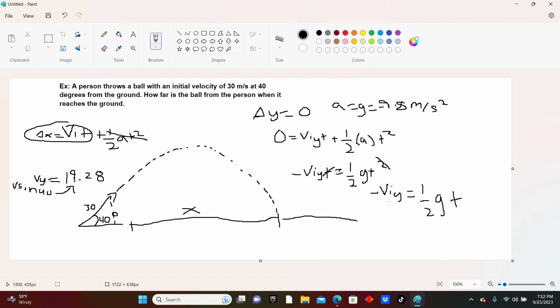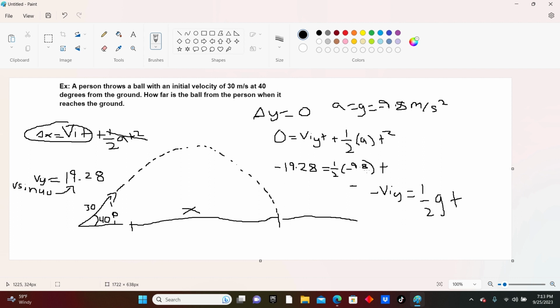And now we just plug in our values. Our viy, our initial velocity value we found, was 19.28. So negative 19.28 equals 1/2 times negative 9.8 times t. Now we can solve for t.